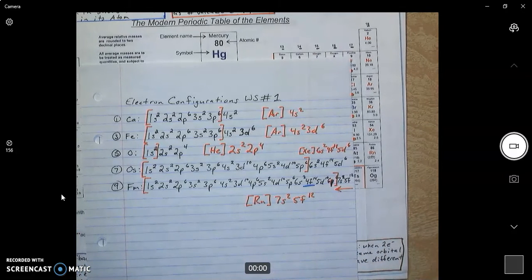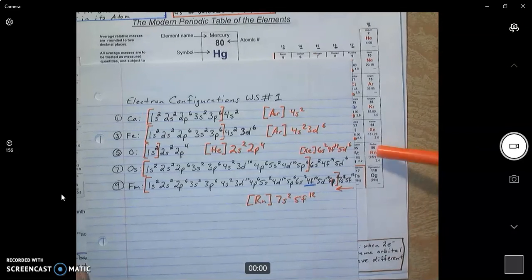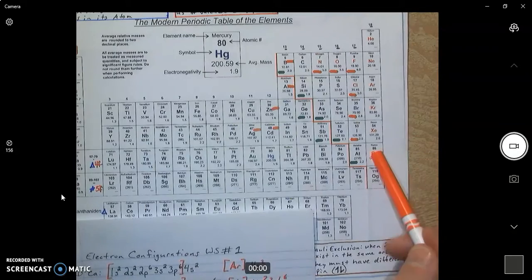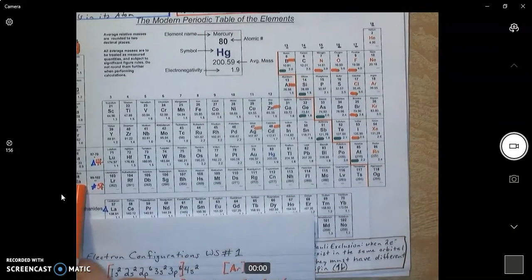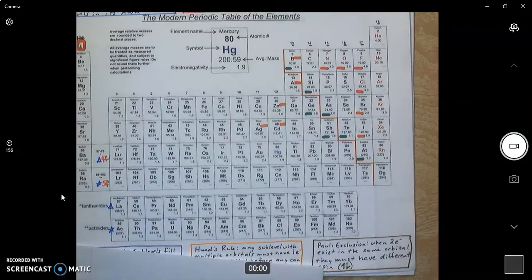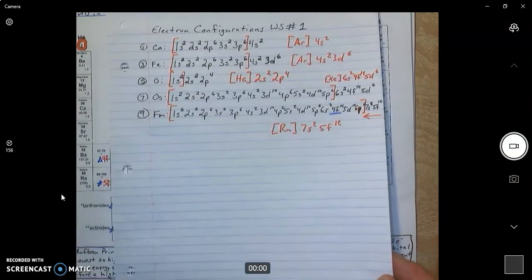Alright? So all you're doing, after you have the configuration done, you go backwards until you hit a p6, or if it's a small element, you're going back until you hit helium. And then you put the previous noble gas's symbol in brackets, and then you write out the configuration on the last row. So it's radon, 7s2, 5f12. Okay? So we're going to try some practice with that in a moment.